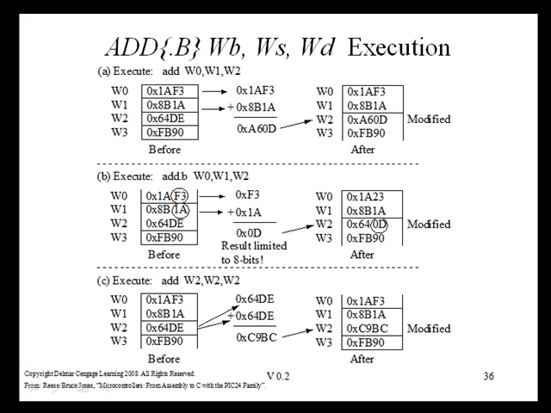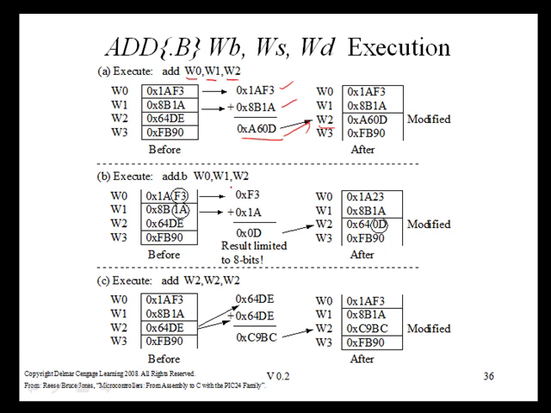Let's take a look at some numerical examples. Here we're going to add W0 plus W1, place the result in W2. W0 has this value in it. At the start, W1 has this. If we add these, the result would be A60D, which will be written to W2.